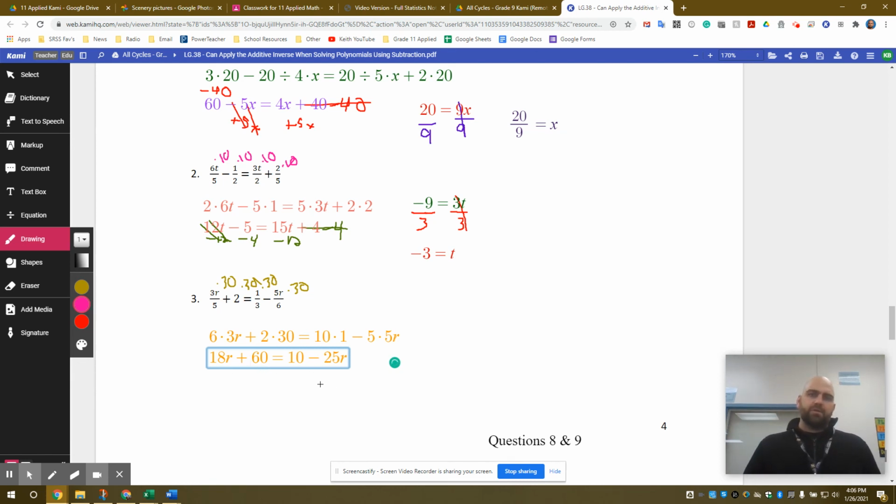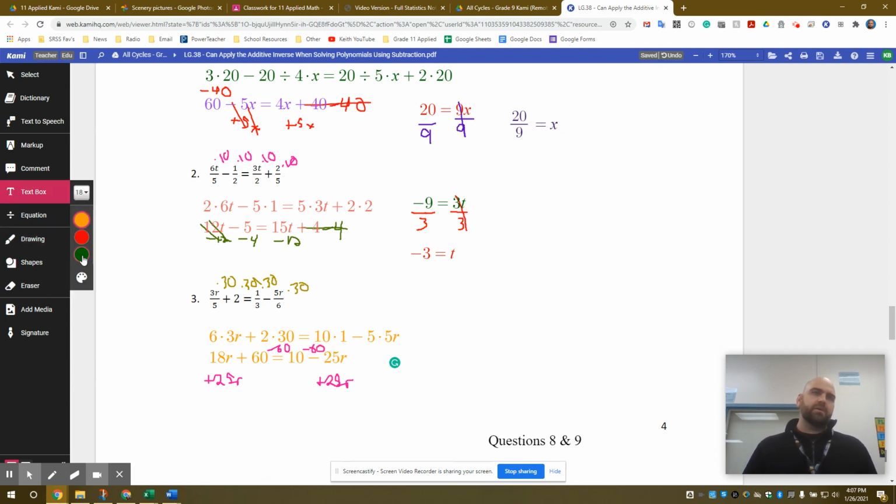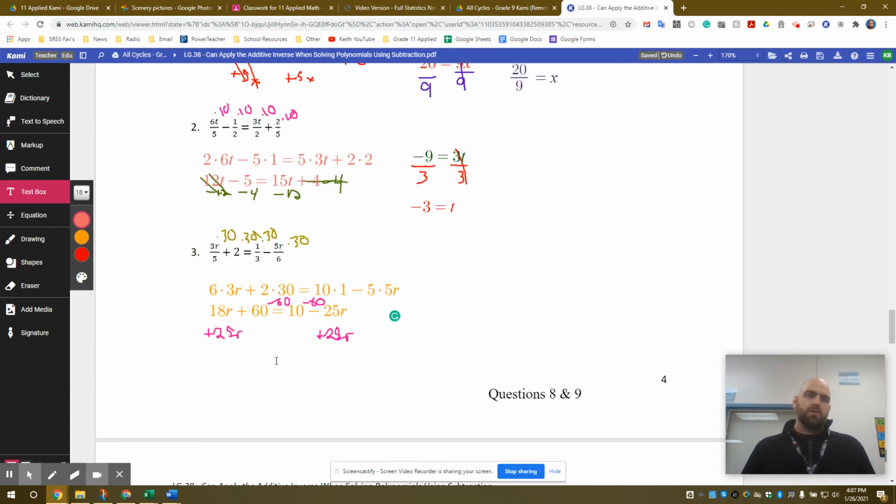We want to get all of our values onto the same side, so we're going to add 25r on this side, and then we're going to subtract 60 from both sides. That's becoming really glitchy. I'm sorry about that. And maybe what I should do is just do everything else with pen, so to speak. So here what we're going to get is we have 18 plus 25, so that's going to be 43r is equal to 10 minus 60, which is negative 50.